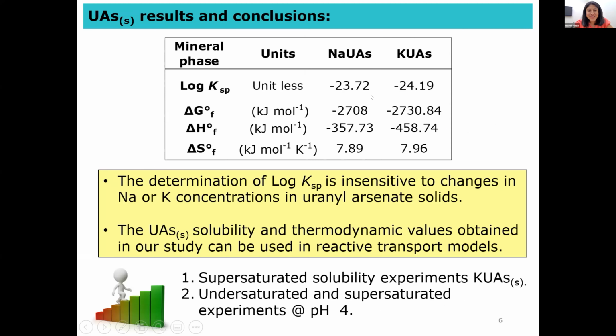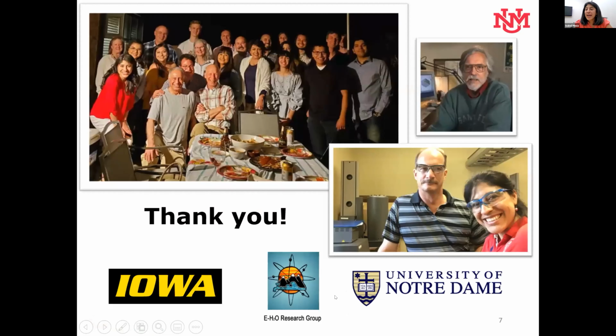So here are the results. And so far, my hypothesis has been proved, that I think the solubility product and the thermodynamic measurements are pretty similar between these two different uranyl arsenates. And hopefully these solubility and thermodynamic variables obtained will be used in reactive transport models. I still have to do supersaturated solubility experiments for the potassium uranyl arsenate, and I will do exactly the same for a pH 4. And that's it.